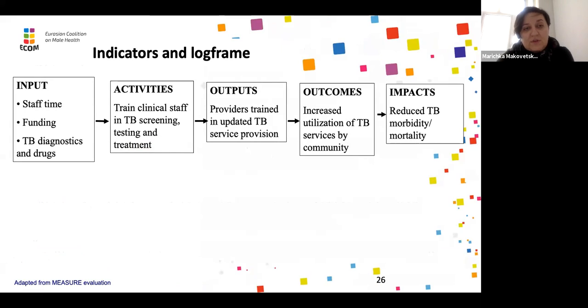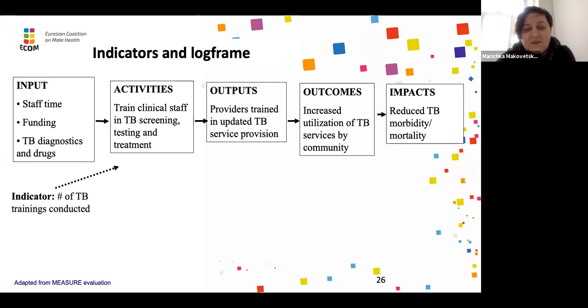Then if you talk about indicators and logframe, I also prepared some small examples from my past work experience. So let's look at this. For example, if you have a tuberculosis program focused on patients on ambulatory, outpatient and inpatient care, then as an input you should have staff time for those who will take care of those patients. You have funding, and you should have TB diagnostics and TB drugs available in your program.